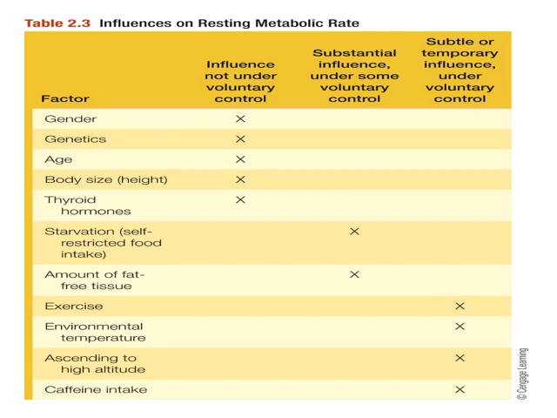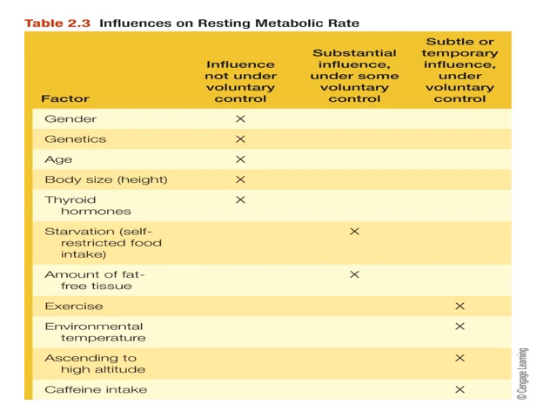you're at risk for having a low metabolic rate. The second category includes factors that have a substantial influence on resting metabolic rate and are under some voluntary control. For example, self-restricted food intake has a substantial influence. If you restrict your food intake to a point where you are severely deficient in calories, it will reduce your resting metabolic rate. The amount of fat-free tissue has a substantial influence. The amount of muscle tissue you have influences resting metabolic rate. The more muscle tissue you have, the more calories you're likely to burn.